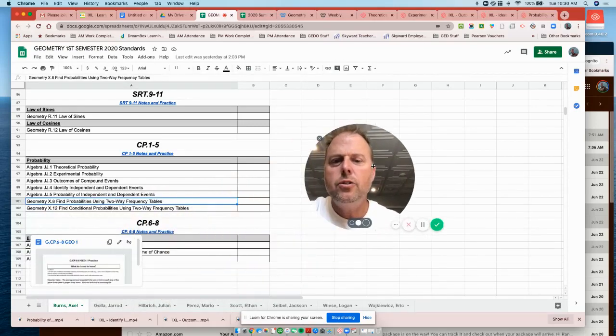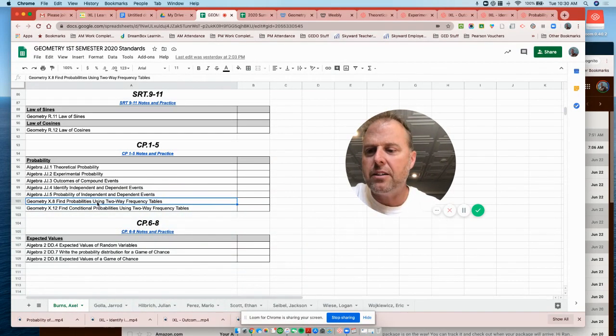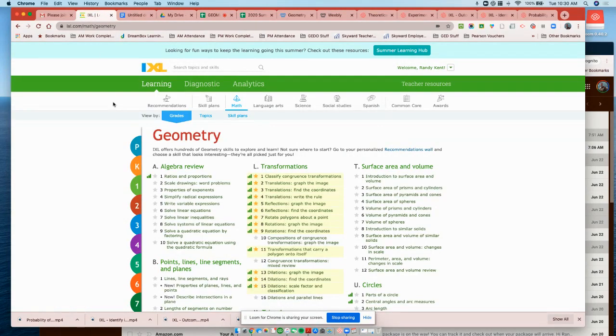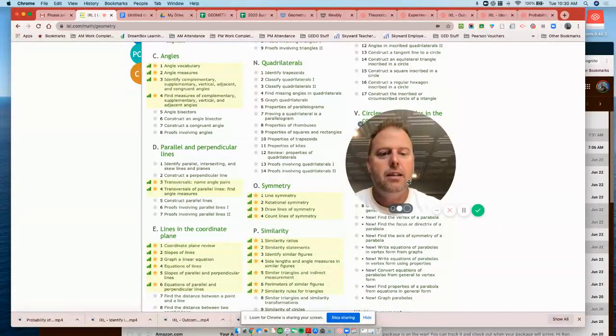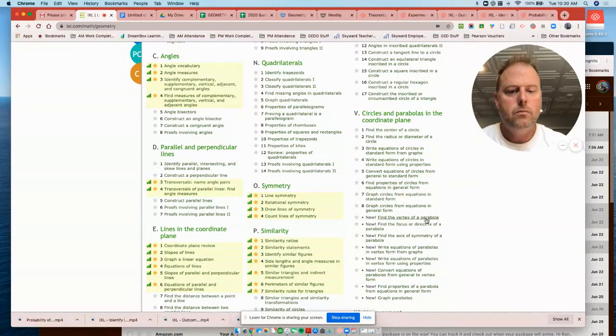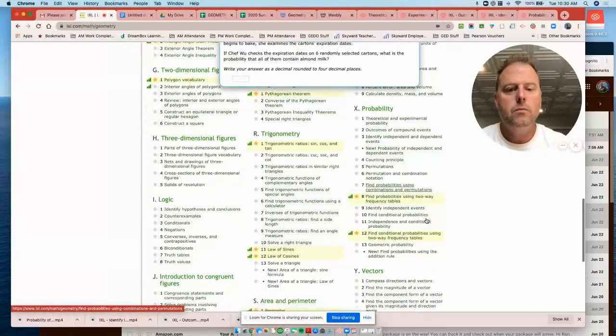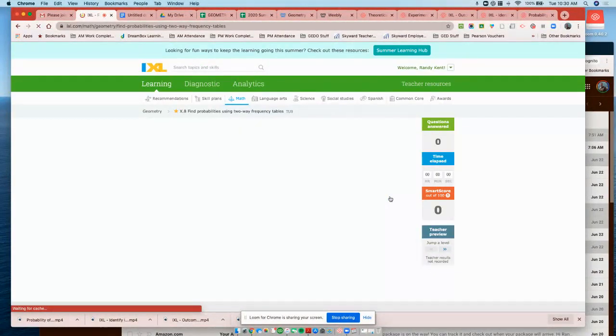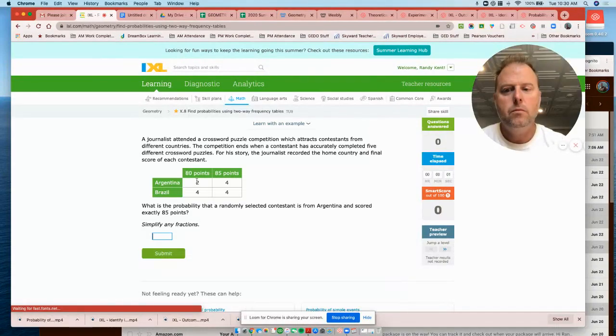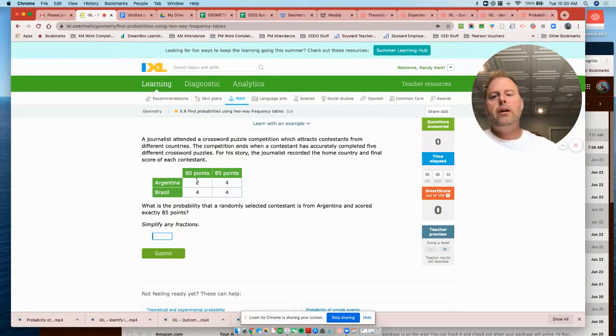All right. So now we're going back to the geometry section. So geometry X8, which is finding probabilities using two-way frequency tables. So let's go to geometry and go down to X8. All right, so a two-way frequency table is going to show us all the possibilities of two events happening.